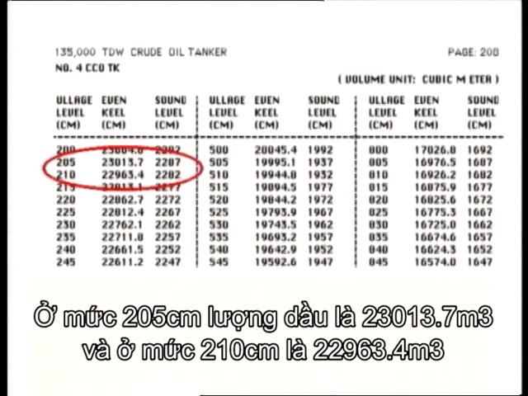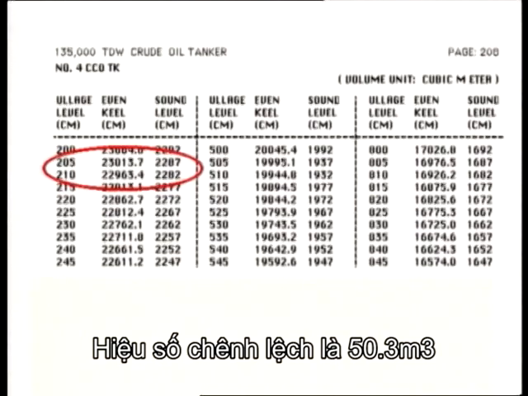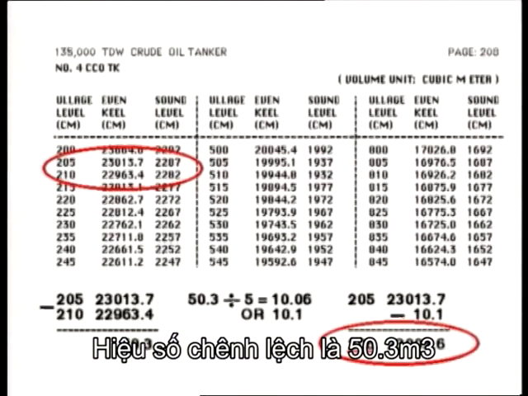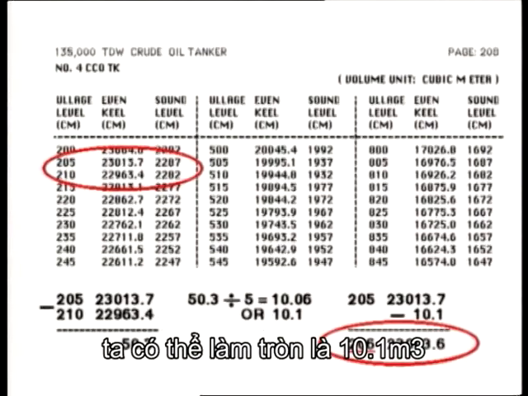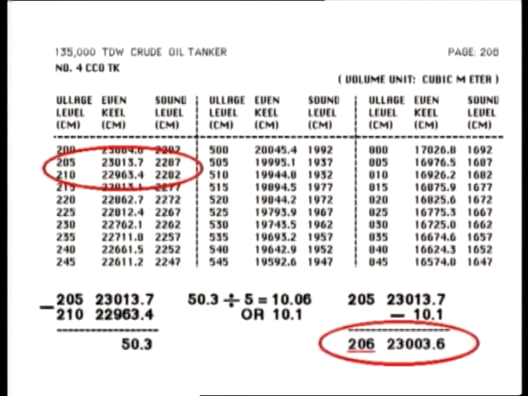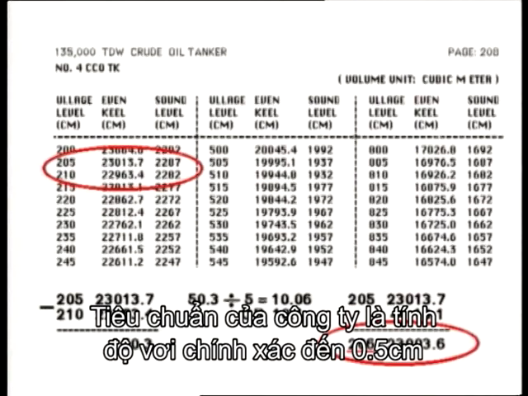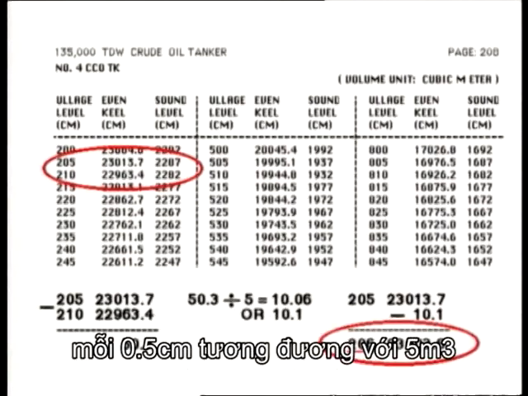At 205 centimetres, this is 23,013.7 cubic metres, and at 210 centimetres, 22,963.4 cubic metres. The difference in volumes is 50.3 cubic metres. Divide by 5, and you can see that every centimetre equals 10.06, or let's say 10.1 cubic metres. Our company standard is to calculate ullage to the nearest half centimetre. Every half centimetre is 5 cubic metres.